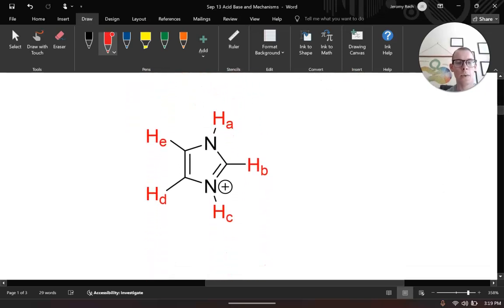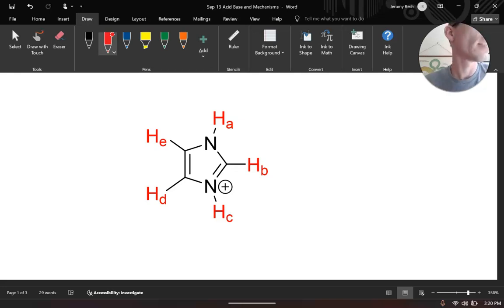Next, we got a lot of choices. Here, this is a 5-membered ring that has 2 nitrogens, and each of those different spots, whether they're a nitrogen or carbon, has a hydrogen. And I've labeled those as HA, HB, HC, HD, and HE. Of those 5 different hydrogens, which of these is going to be the most acidic? Go ahead and pause the video and make your guess.